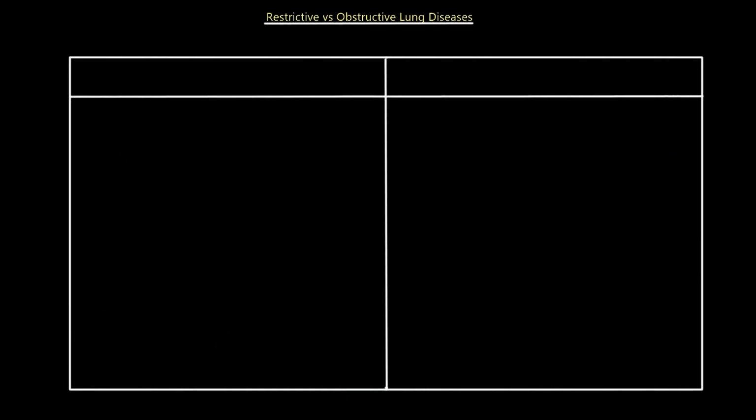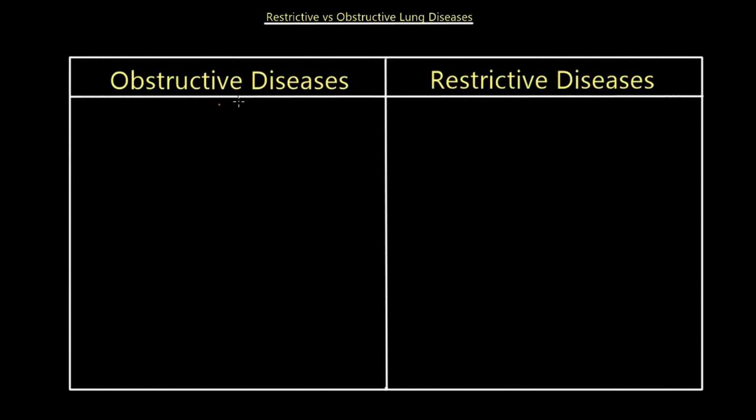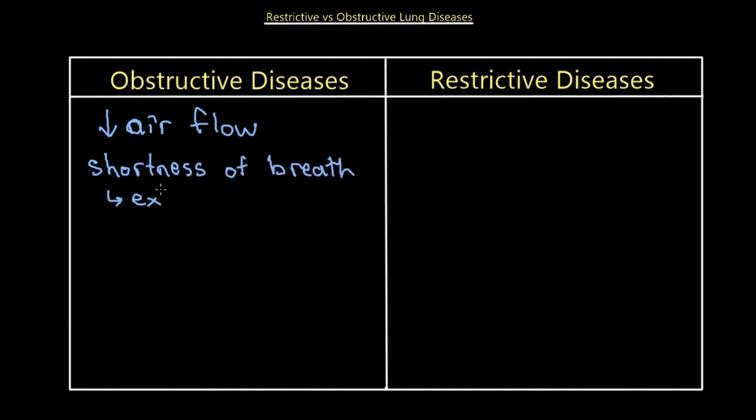So now we're going to briefly distinguish the difference between restrictive and obstructive lung diseases. So we have our 2 columns. One will discuss obstructive and one restrictive diseases. So obstructive disorders are typically characterized by the reduction in airflow. So this is going to be characterized by shortness of breath. Exhaling is going to be the problem with obstructive diseases. So the air is going to remain inside the lung after complete expiration. And it could lead to diseases like COPD and commonly asthma as well.